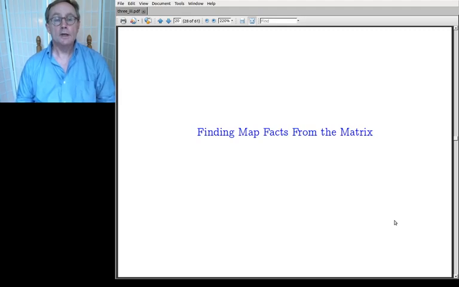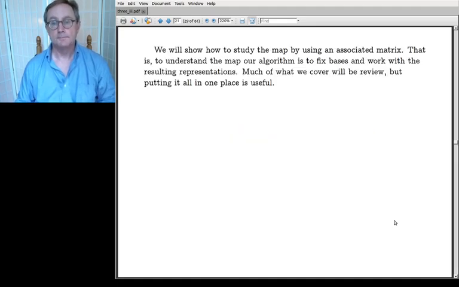All right, and again, the thesis for today is that we can use these representations to figure out facts about the map. You'll remember my finger wagging last time where I tried to make sure that a person is focused on the maps first and the matrices second, the maps first and the representations of those maps second. So what map information can we figure out from the matrix? That's what we want to figure out today. So we're going to show how to study the map using the associated matrix.